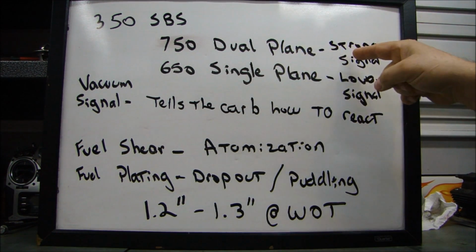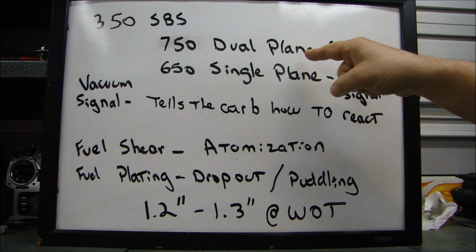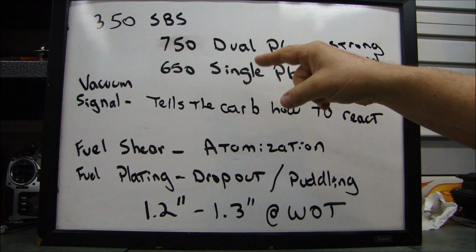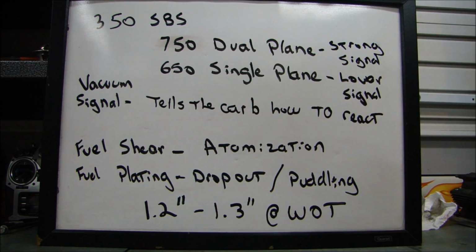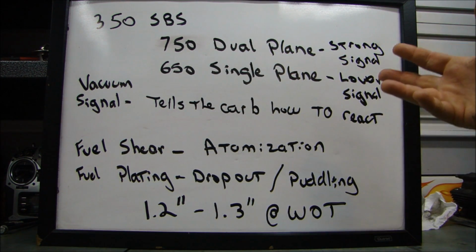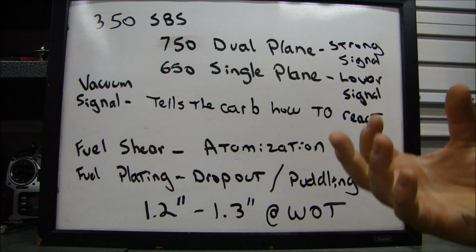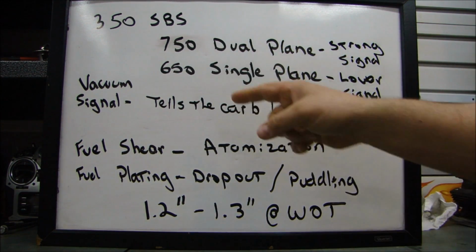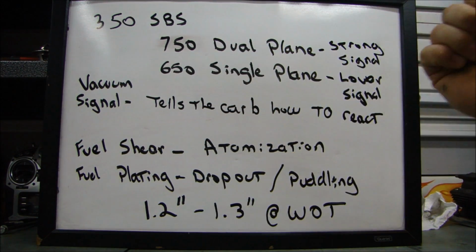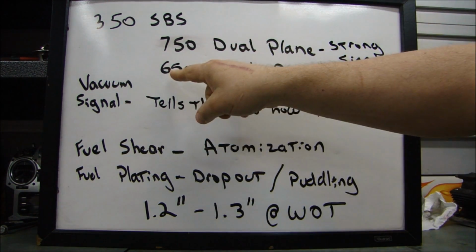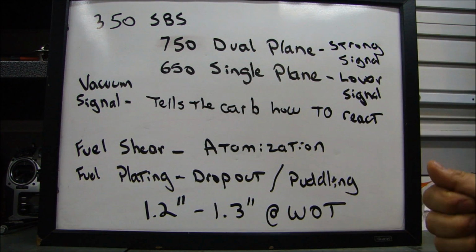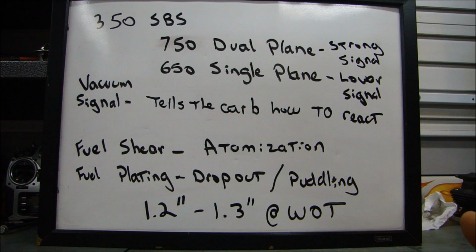You have a strong signal because the pressure drop inside a dual plane manifold is stronger than a single plane manifold, since the velocity is different. If you remember, in the intake manifold video I talked about velocity of fuel, which is very important to the vacuum signal, or the vacuum pressure drop inside the manifold. A 750 dual plane manifold with a strong signal will probably get you down the track quicker in the end than a 650 on a single plane manifold with a lower signal, because of the difference in the fuel velocity and the pressure drop inside of the intake manifold.